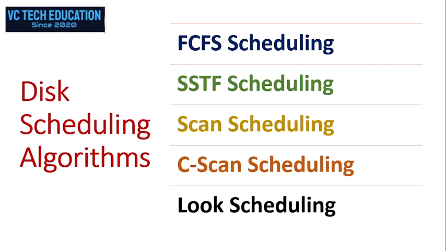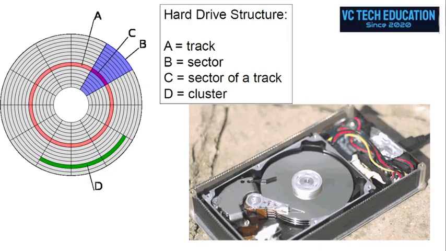Today I am going to discuss the disk scheduling algorithms as part of the operating system. The disk scheduling algorithms are mainly FCFS, that is first come first serve scheduling algorithm, SSTF, which means shortest seek time first scheduling algorithm, SCAN scheduling algorithm, C-SCAN disk scheduling algorithm, and LOOK scheduling algorithm. These are the major algorithms which we are going to discuss as part of disk scheduling algorithms.